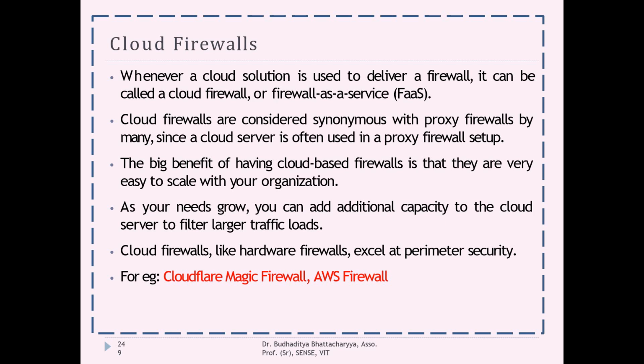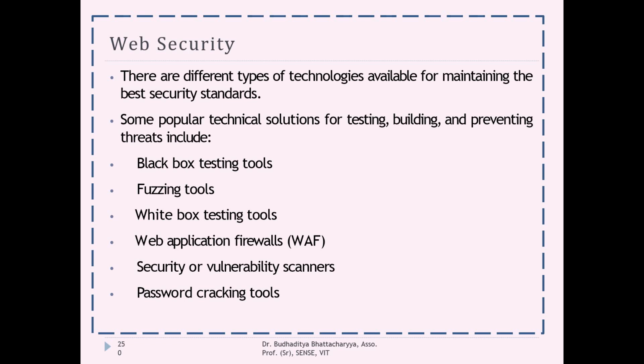Now that IoT reminds me that we have the last part of our 7th module, which is web security. Again, very important, please make a note of this. Web security is a very common thing we come across when we are visiting a website or something like that. So what are the technologies we use to maintain security standards? These are the different things. Some popular technical solutions are for testing, building and preventing threats. Some of these tools are given.